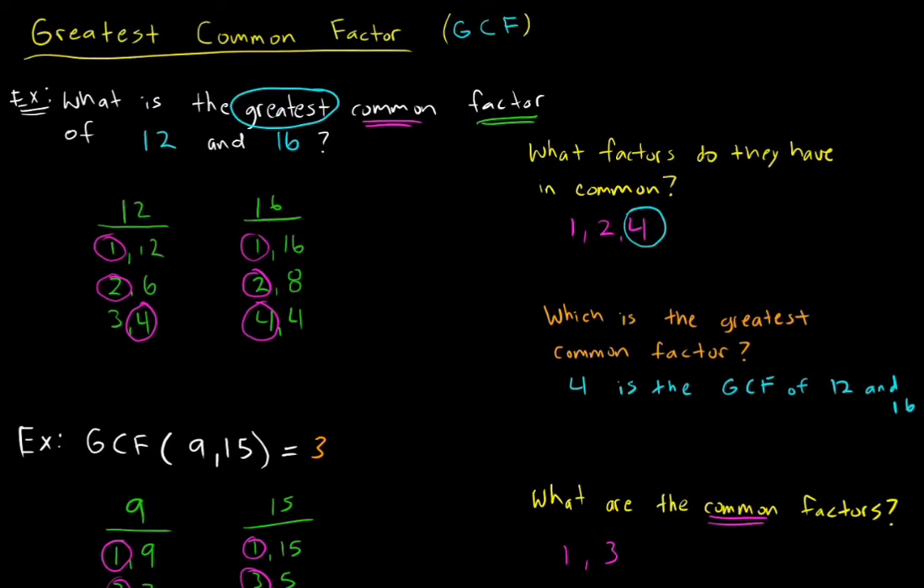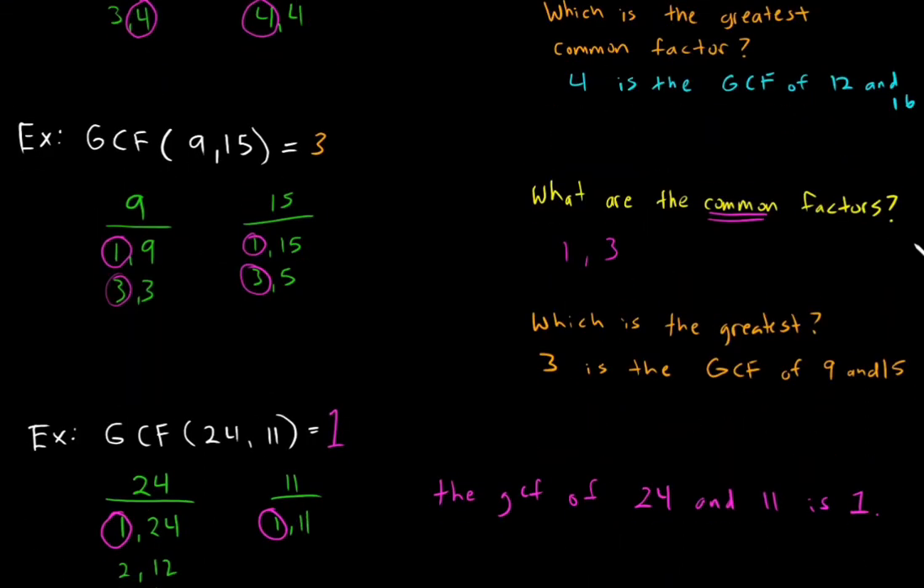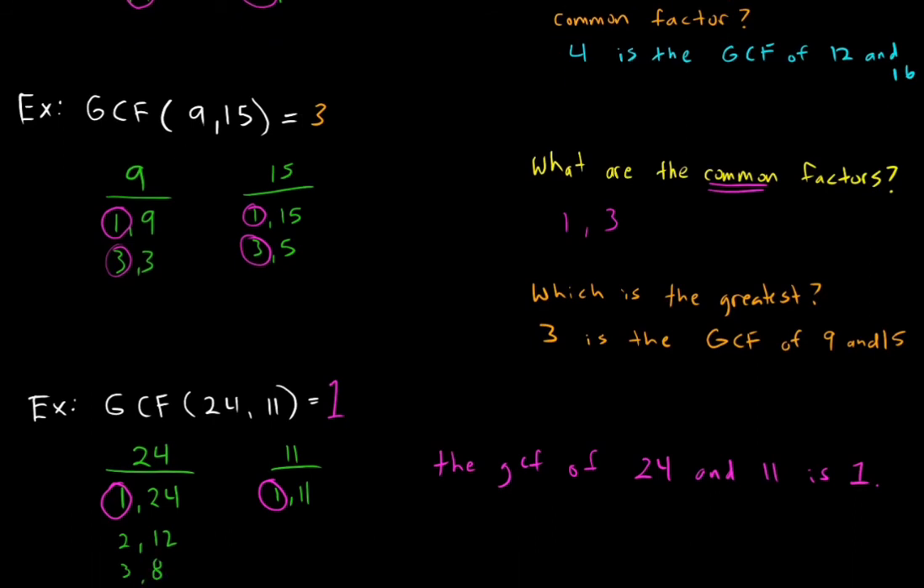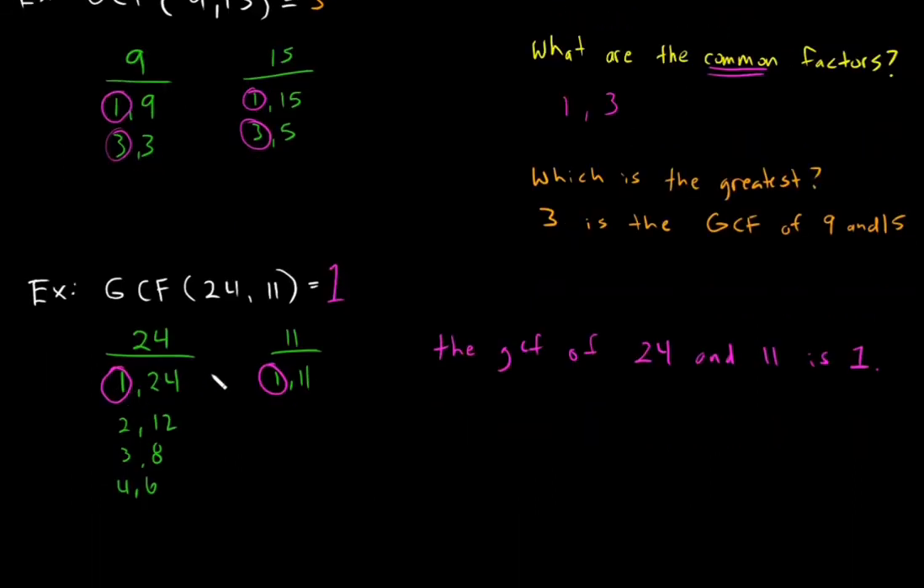Finding the biggest number that can divide two numbers that you are given. In this case, 12 and 16, the biggest number that can divide both of them is 4. For 9 and 15, the biggest number that can divide both of them is 3. And finally, for 24 and 11, the biggest number that divides both of them is just number 1.